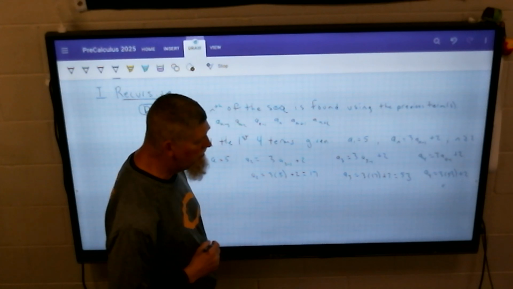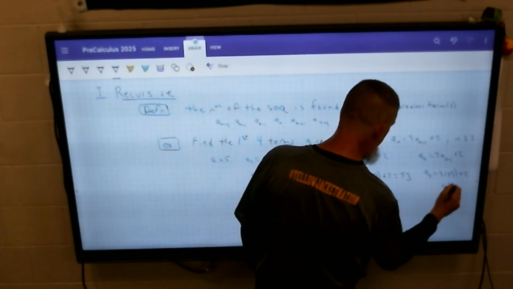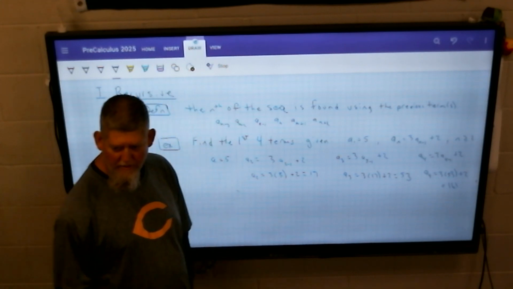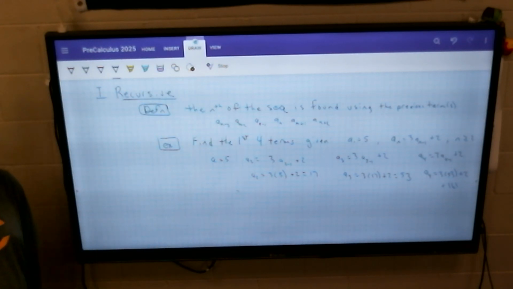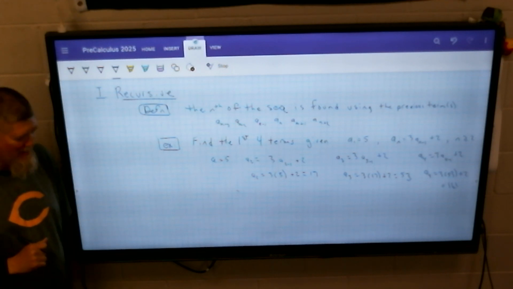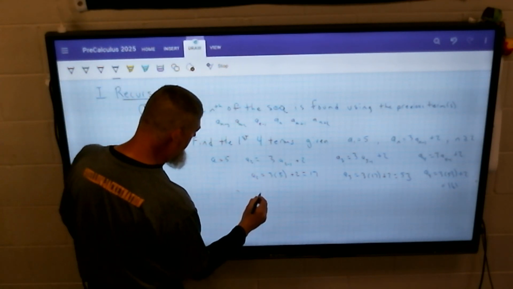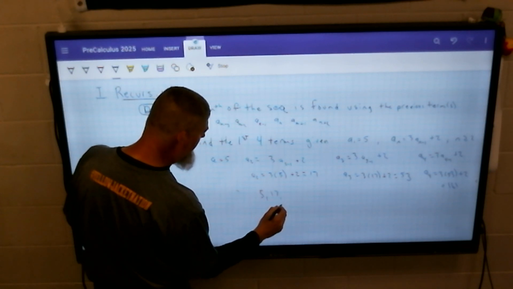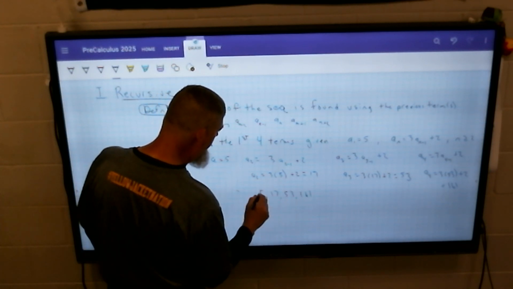Which equals 159 plus 2, which is 161. Very good computation. Hopefully you use that same computation skill in the last class. So then our sequence is going to say 5, 17, 53, 161.